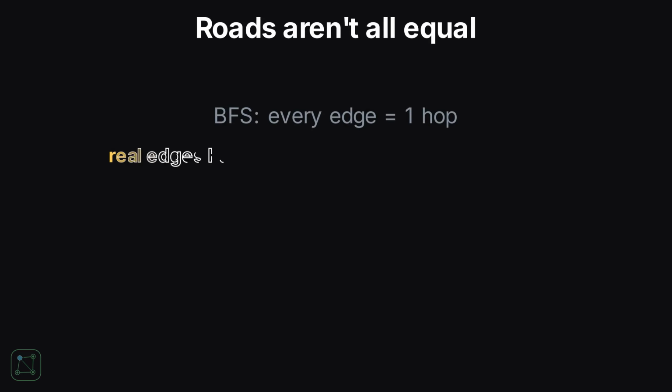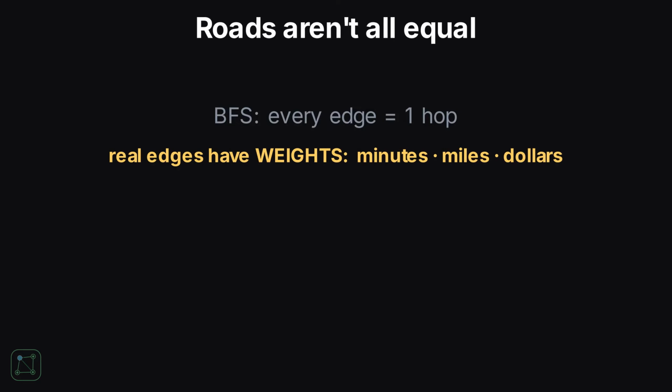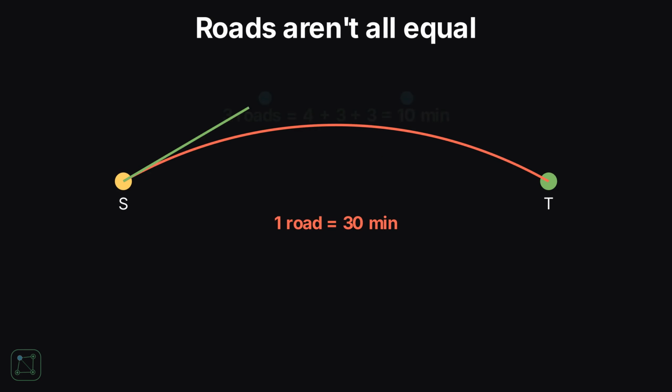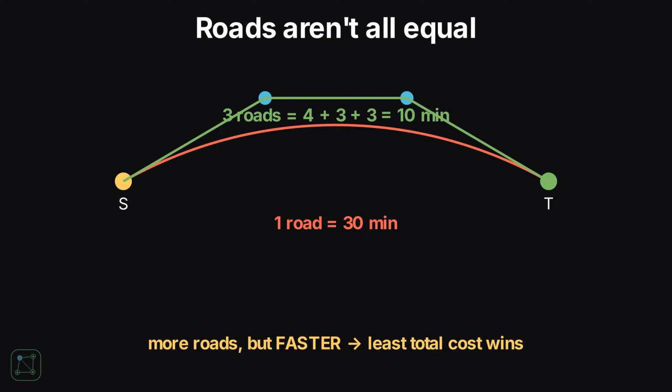Last time, breadth first search treated every edge as equal. It counts hops. But real graphs have weights. Roads have minutes, networks have delays, flights have dollars. The edges are not the same size. So shortest now means the least total weight, not the fewest hops. The 3-road route adding up to 10 minutes beats the 1-road route that takes 30. Counting edges isn't enough anymore. We have to add up the cost.